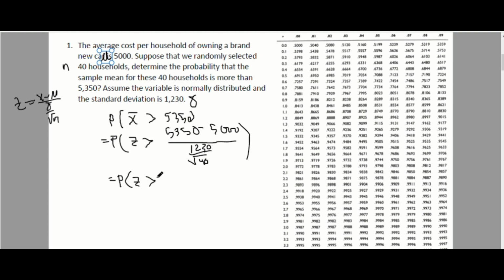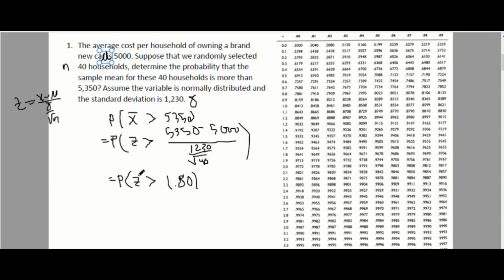More than 5,350. Okay, using this formula, this will become z greater than 5,350 minus 5,000 divided by 1,230, which is the standard deviation, divided by the square root of 40 because n is 40. Using your calculator, you will get z greater than 1.80.